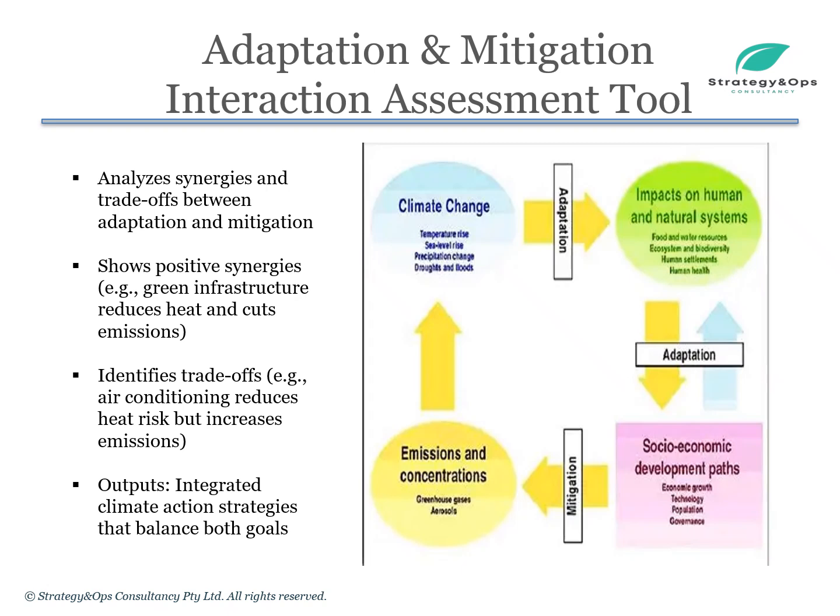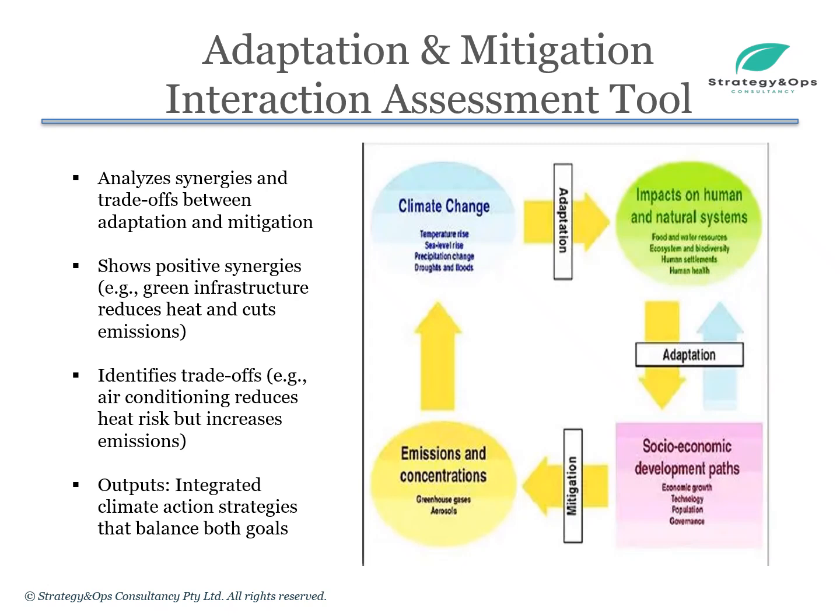Trade-offs occur when adaptation increases emissions. Air conditioning, desalination, and concrete seawalls provide protection but raise energy use or embodied carbon. Neutral actions deliver adaptation benefits without affecting emissions. Examples include evacuation planning, heat alerts, and flood insurance.